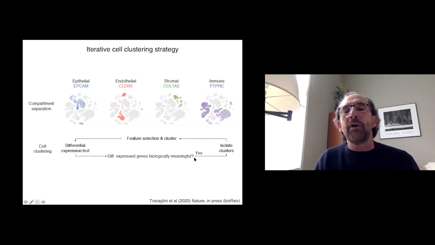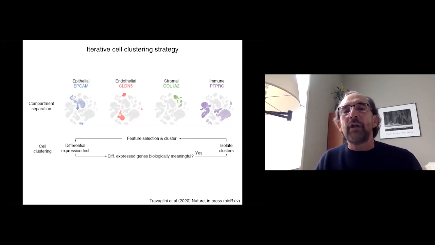And if they were, then we took each of those individual clusters and clustered them again, subclustered them, and continued this process until the differentially expressed genes were not biologically meaningful. For example, if clusters were being separated by their expression of stress-induced genes or mitochondrial genes or other genes that we thought were unlikely to be biologically meaningful.